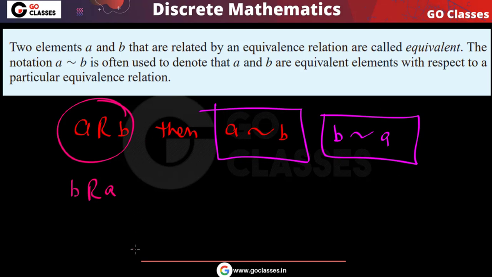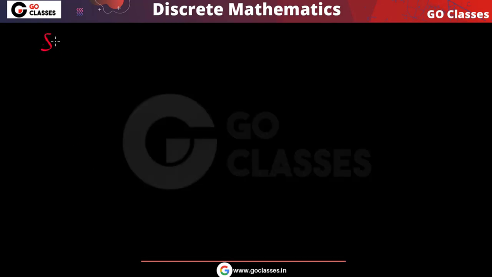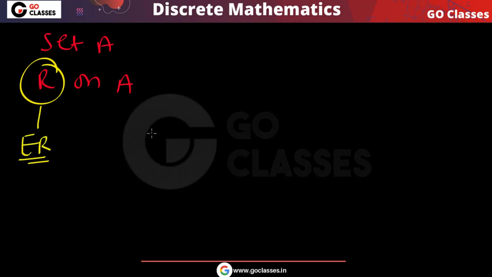So we can say that two elements are equivalent if they are related in the equivalence relation. This terminology we only define for equivalence relations. Also, let's assume you have a set A, and on this set A you are defining a relation R. If this relation R is an equivalence relation, then this equivalence relation will divide our set into a partition, into some parts. Now here we have something called the equivalence class of A.